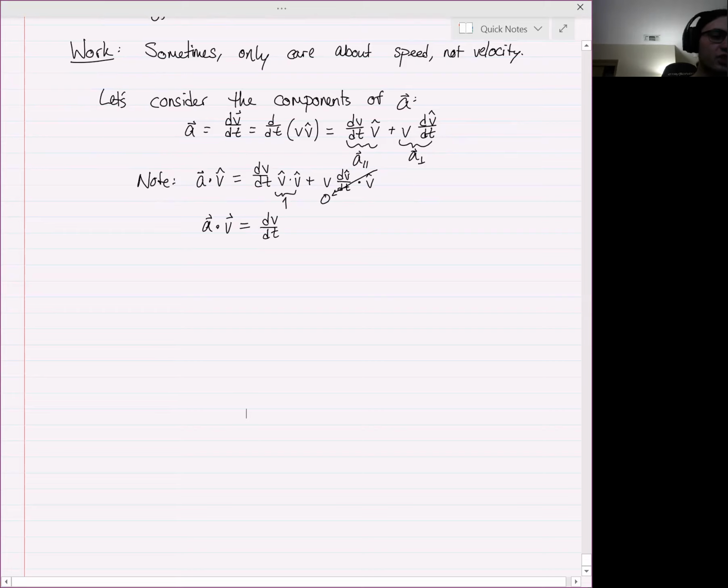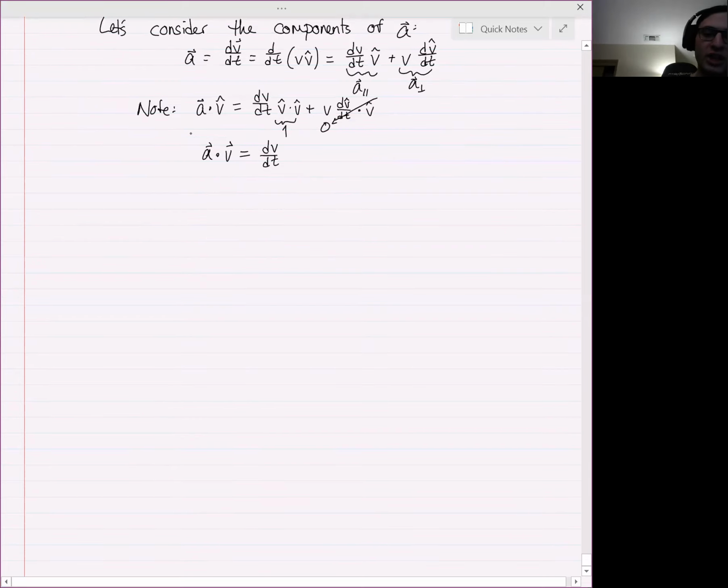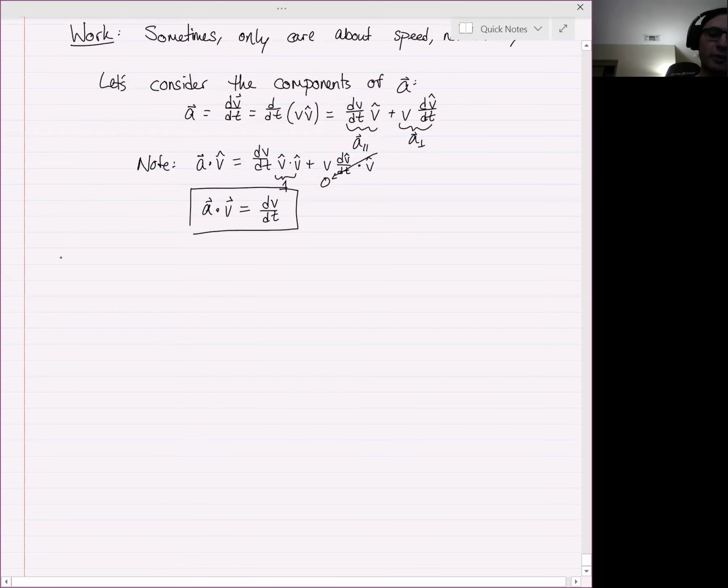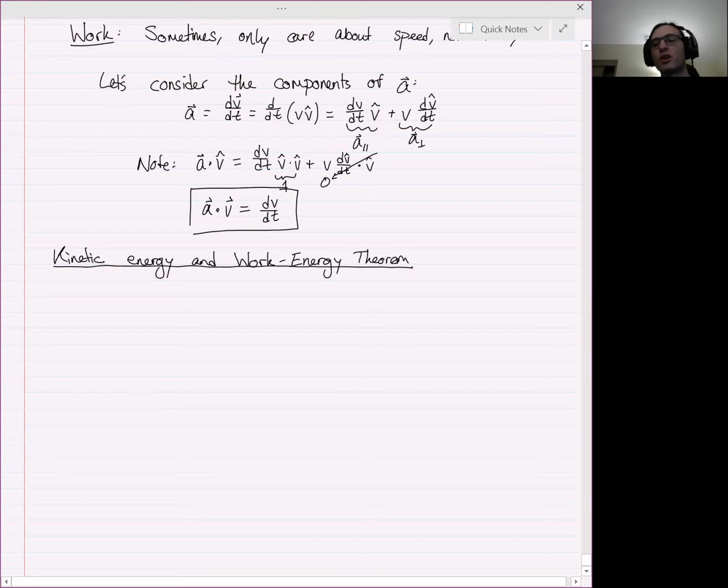So if we're interested only in changes in speed, then it's enough just to consider a dot v. And so that's how we're going to use it. Now, before we continue, we have to talk a little bit about kinetic energy and the work-energy theorem. This is more of a continuation of what we were just doing, but we have to put aside that result and think about another part of the equation.